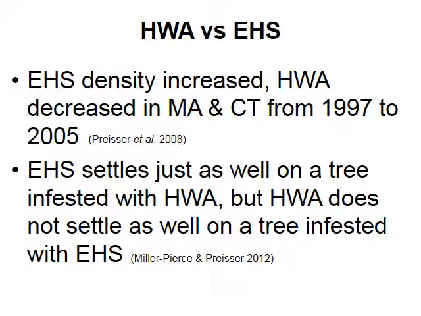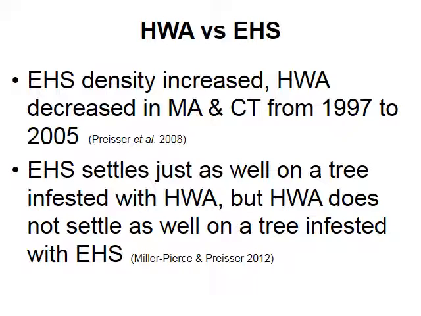If we just compare the adelgids versus the scales, in terms of what research has been done, here are two examples of studies comparing these two species. One study by Pricer et al. in 2008 showed that from 1997 to 2005, the scale density slowly increased in Massachusetts, whereas the adelgid population actually decreased in Massachusetts and Connecticut.